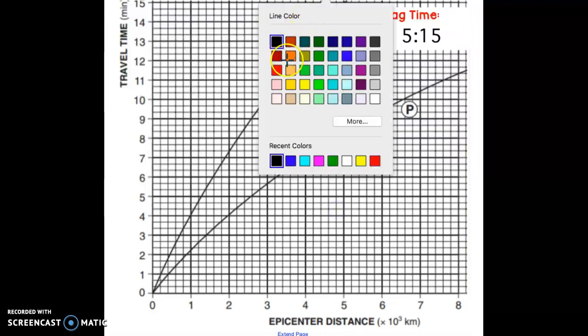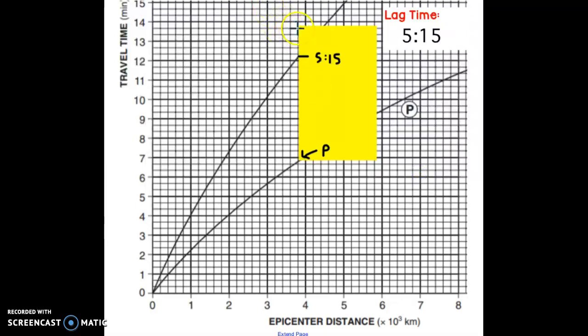And then I am simply, just to help so that you can see it, I'm going to draw a line straight down to where it would be. And then if I look, this is 3,000, here's 3,200, 400, 600, 800. So the epicenter distance is 3,800.